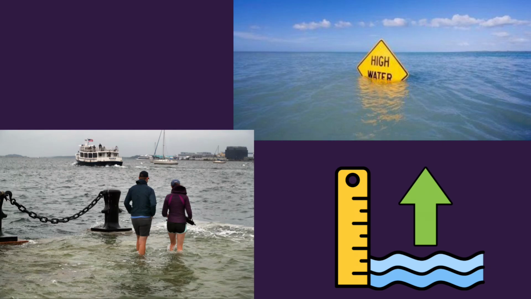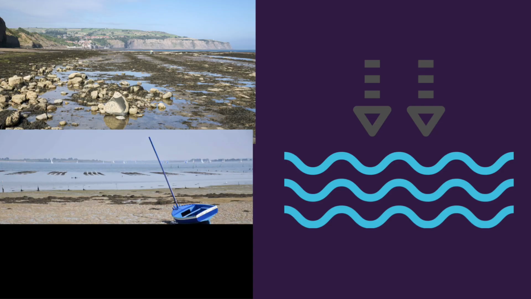As the tide comes in, the level of water on the beach rises, and that is known as high tide. High tides are when the water reaches its highest point. As the tide goes out, the level of water on the beach goes down. This is also known as low tide. Low tides are when the water reaches its lowest point.